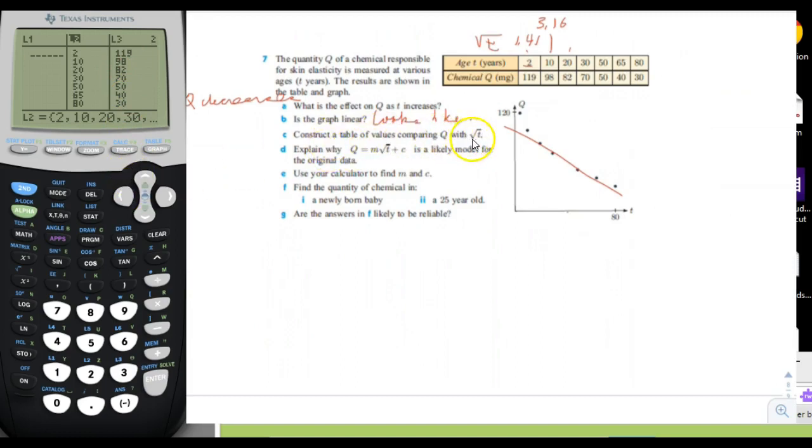It says it wants to know the square root of T values, and I've been doing these by hand. But guess what? The calculator can do these automatically. And the way you do that is you go to L1. When you go to L1, it says L1 equals. So now what I'm going to do is make L1 a formula that is going to take L2 and square root it. So I'm going to say L1 is equal to, and then I'll say square root of L2.